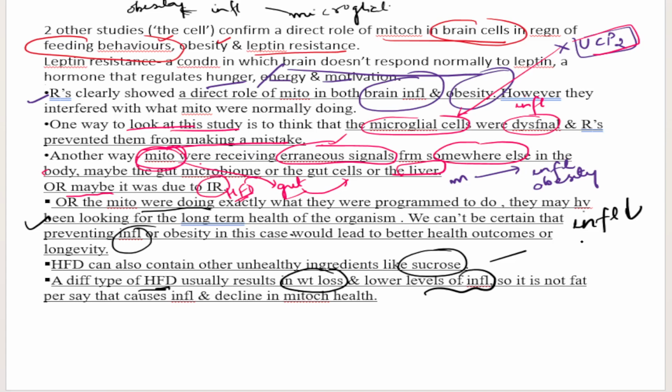So the ketogenic diet is an example of such a high fat diet which is causing lower levels of inflammation and which is resulting in weight loss. Some high fat diets can be harmful, they may contain a lot of sucrose, but other high fat diets like the ketogenic diet can cause weight loss and can cause lower levels of inflammation.